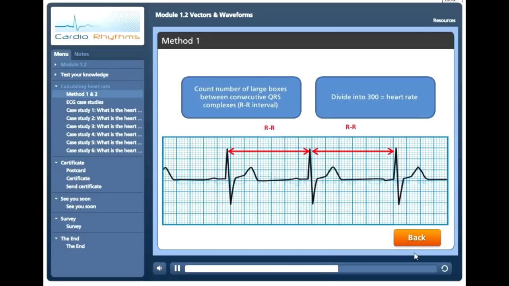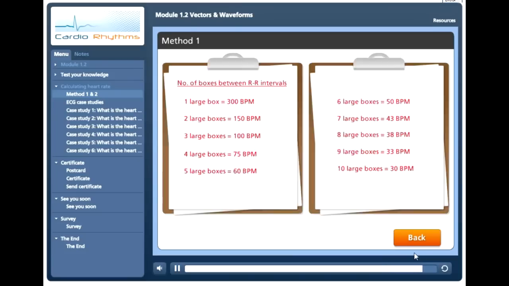Counting out the number of large boxes in this example, we can see that we have 6 big boxes between QRS complexes. 300 divided by 6 equals 50 beats per minute. If on-the-spot maths isn't your thing, alternatively you can jot down the following.